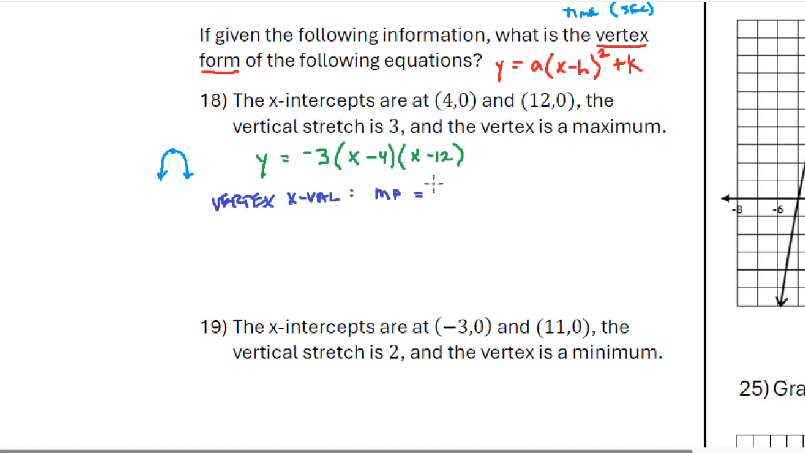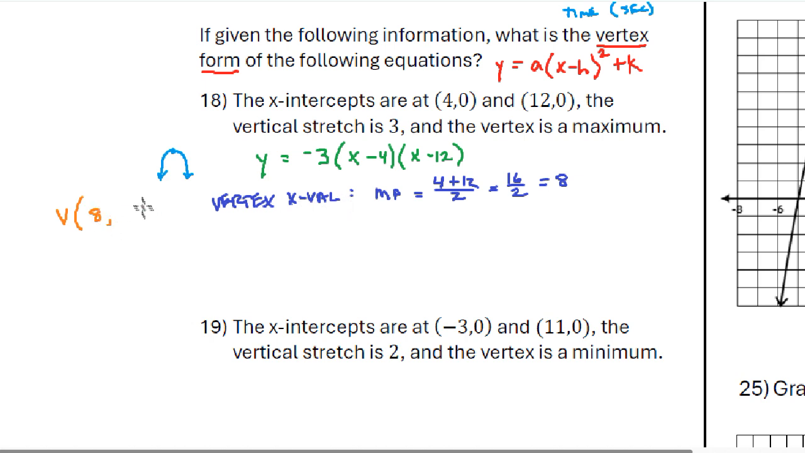So 4 plus 12, we add our x-intercepts together, and we divide by 2. And we've got 16 over 2, which is equal to 8. So there's the first part of our vertex. It is going to be at 8 as our x value of our vertex. So I'll just build over here. Here's our vertex. Let's put that in orange. Our vertex is going to be at 8.